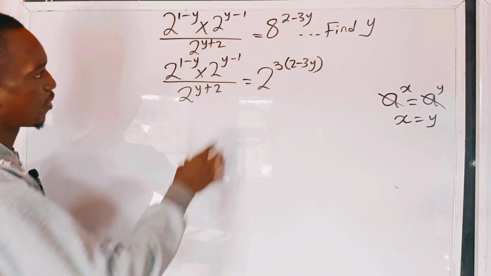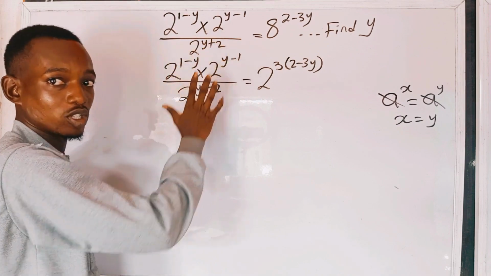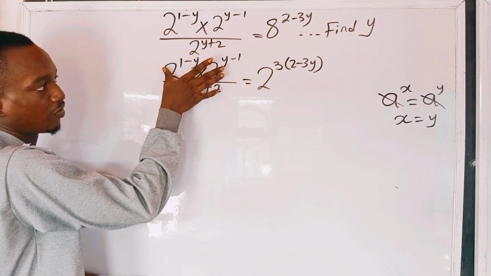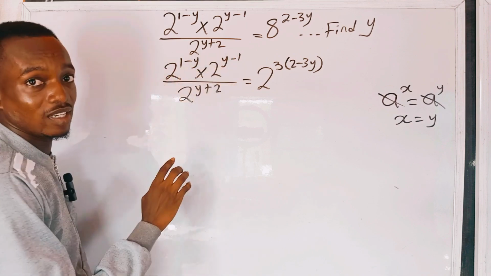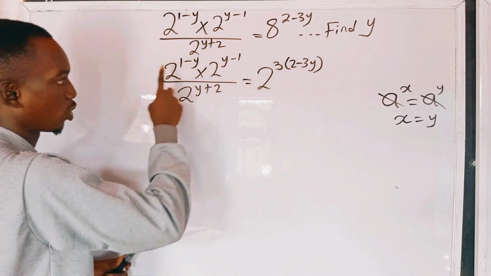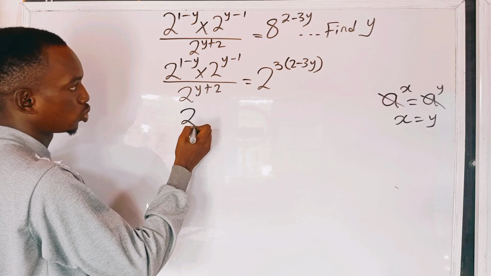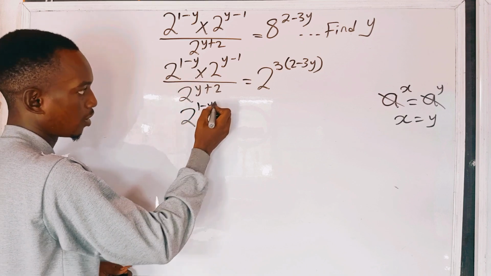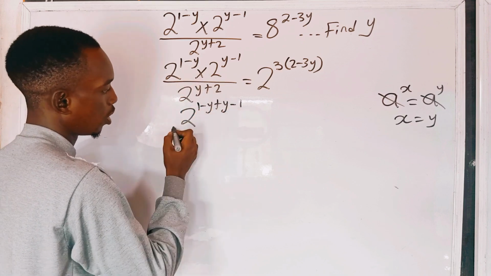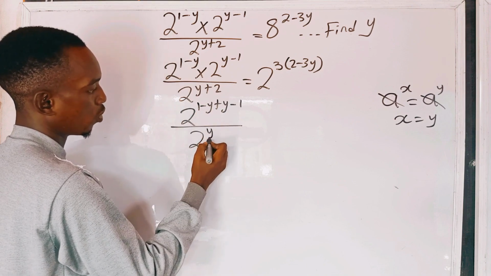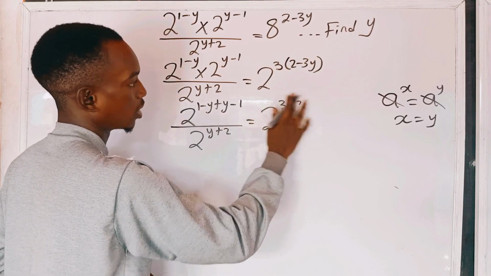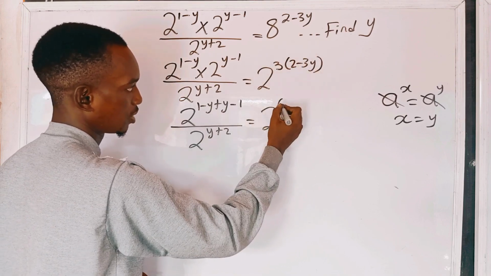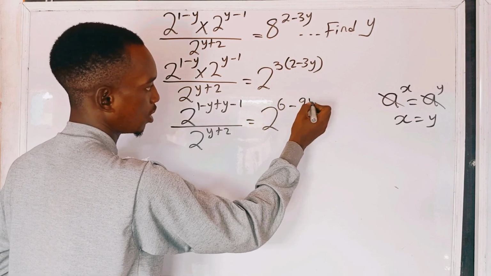Very wrong. So we have to simplify this by using the law of indices. Let's first start by simplifying the numerator, okay? According to the law of indices, when you're multiplying two index like this, you add their power. Pick one base. So here will give us 2 to the power of 1 minus y plus y minus 1 all over 2 to the power of y plus 2 equals 2 to the power of 3. Okay, let's multiply. 3 times 2 is 6 minus 9y.